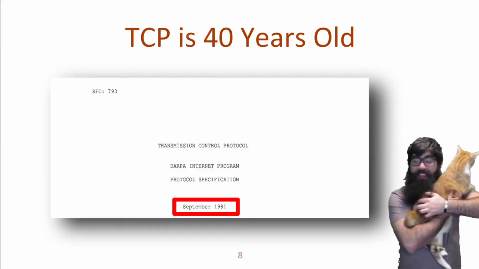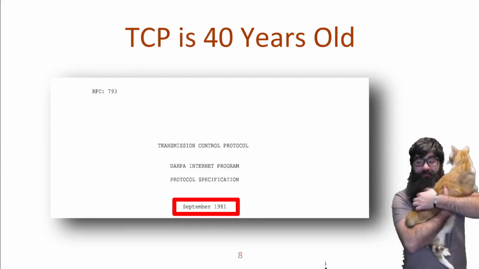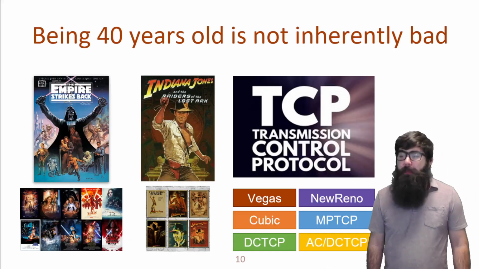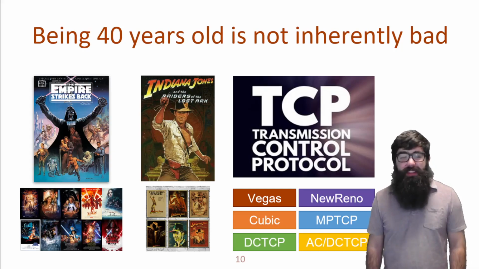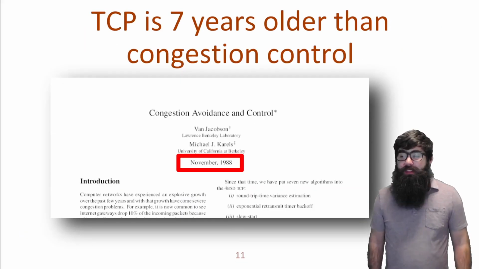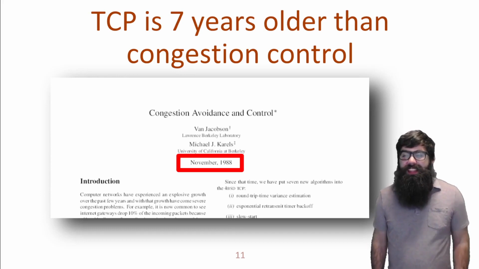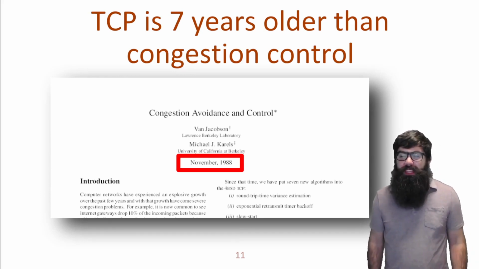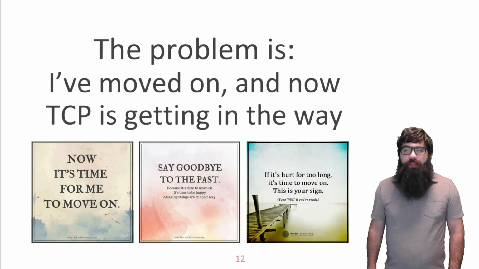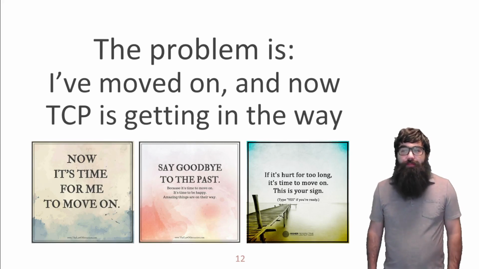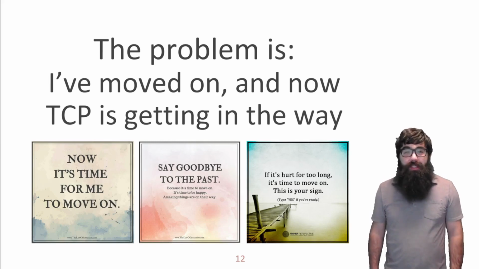The TCP standard is over 40 years old. Being 40 years old isn't inherently bad. There are lots of things that are 40 years old and have spawned lots of successful sequels. However, one problem with TCP being 40 years old is that it was designed before we knew a lot of things about computer networks. For example, TCP was designed 7 years before we even understood congestion control. However, the real problem that I have with TCP is that I've been trying to do something new recently, and TCP is getting in the way.